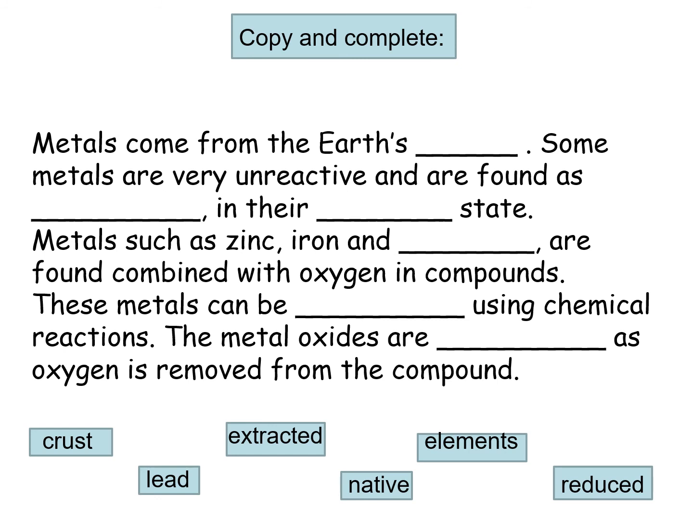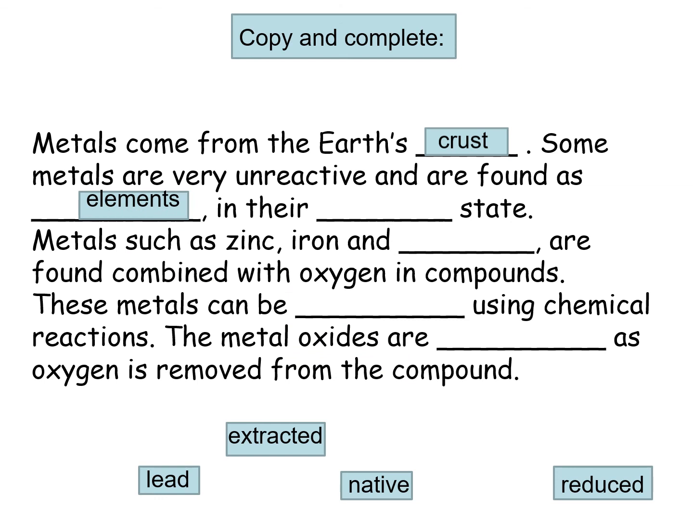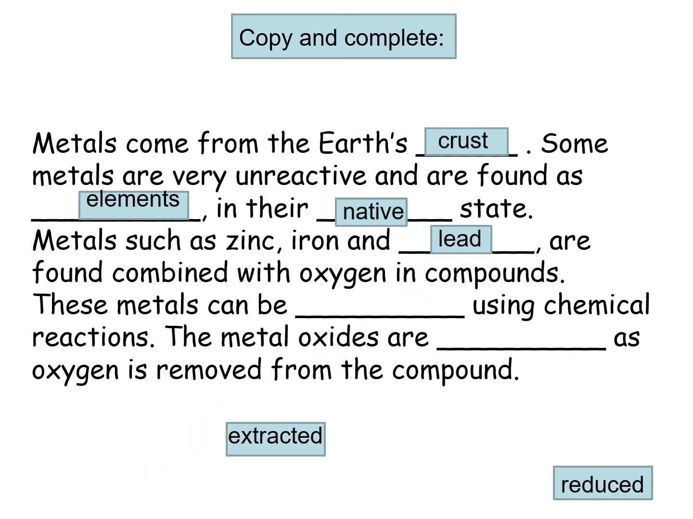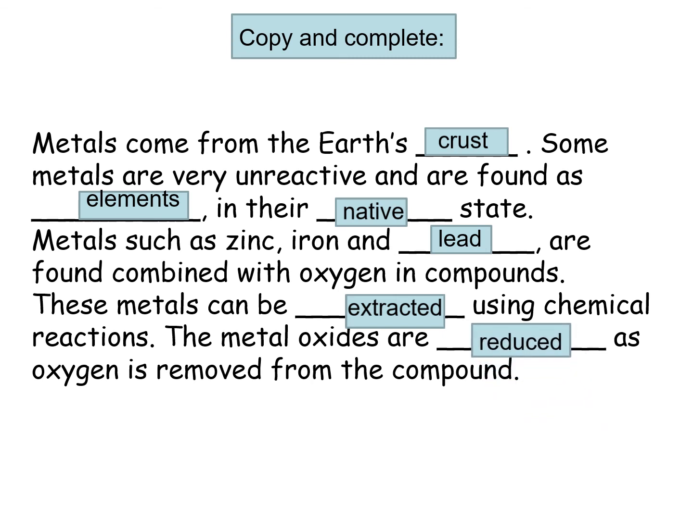Okay, so let's have a go at this. Metals come from the Earth's crust. Some metals are very unreactive and are found as elements in their native state. Metals such as zinc, iron and lead are found combined with oxygen in compounds. These metals can be extracted using chemical reactions. The metal oxides are reduced as oxygen is removed from the compound.